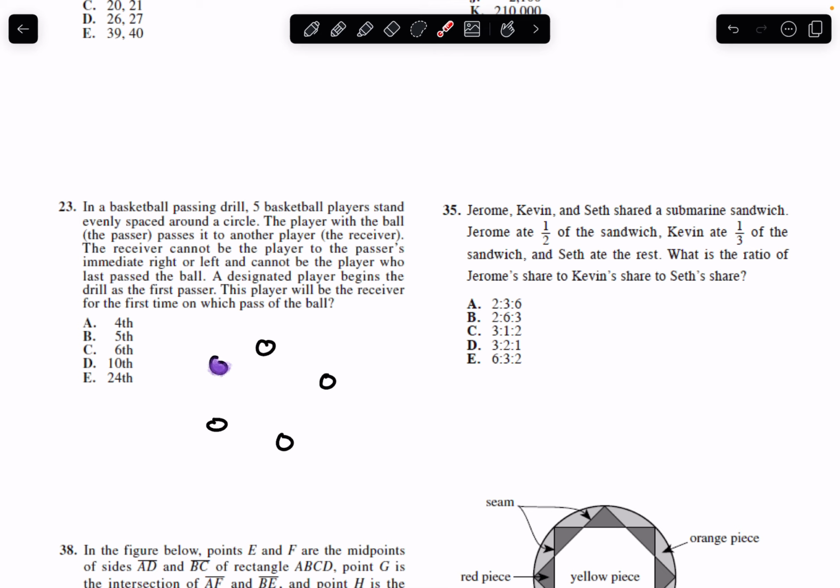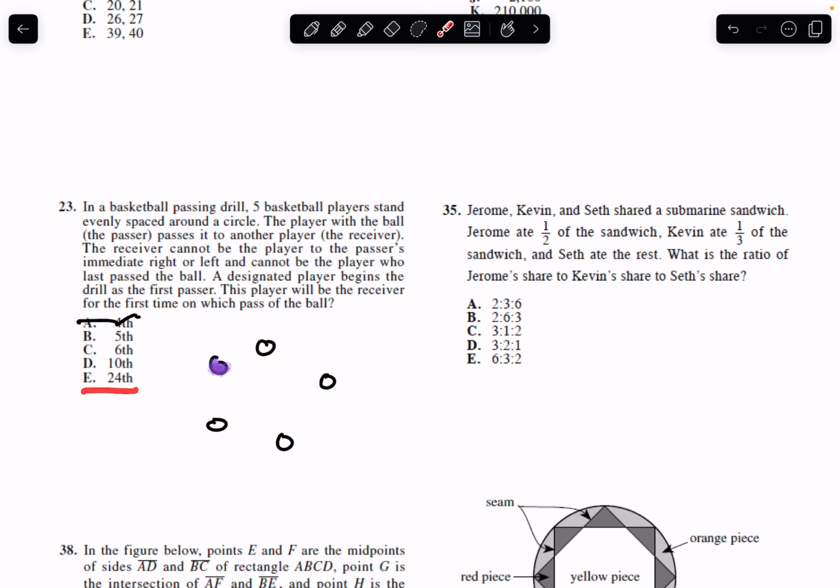All right. A designated player begins the drill as the first passer. This player will be the receiver when? So when is this guy going to get the ball? We can start trying to eliminate things. If it was the 4th one, that means the ball would go to 3 of the other players and then back to him, which means it would just keep going in this pattern. It would never hit that 5th person. So that's very unlikely. It's going to be 4.